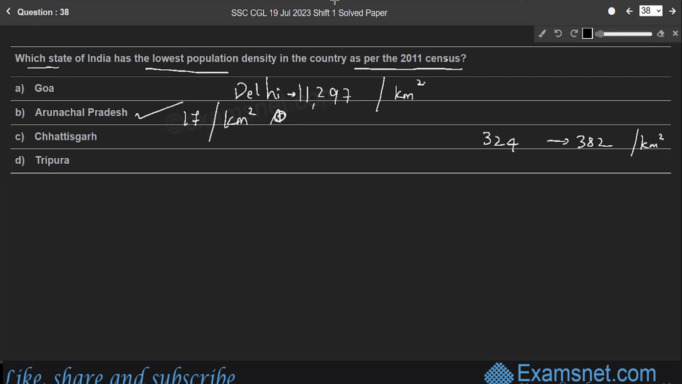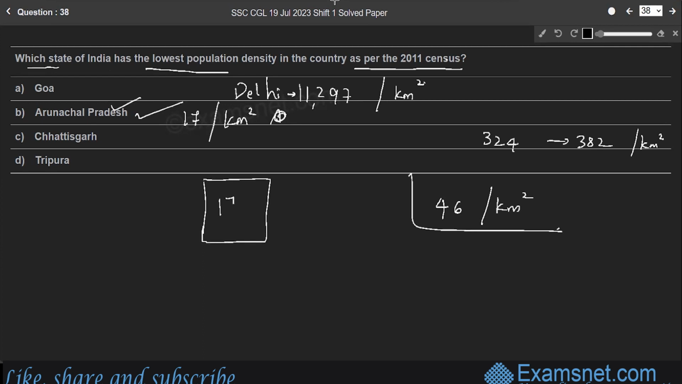This is considerably higher than the average population density of the world in 2011, which is only 46 per square kilometer. Therefore, option B is the right answer. Arunachal Pradesh has the lowest population density, 17 per square kilometer. That means in a square kilometer area, the density of people is only 17. So option B is the right answer.